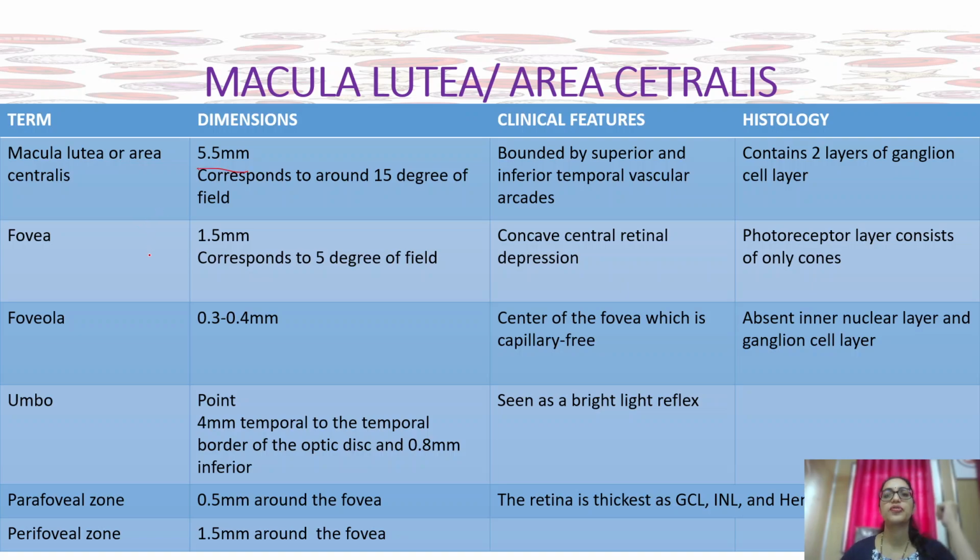more concentration of cones, 2 layers of ganglion cells. Then fovea, which is 1.5 mm, corresponds to 5 degree of field, only cones responsible for crisp visual acuity and color vision, seen as a central depression. Foveola is 300 to 400 microns, capillary free zone, absent ganglion cell layer. Umbo is a point which is seen as a bright reflex during ophthalmoscopy, and then the parafoveal and perifoveal zones.